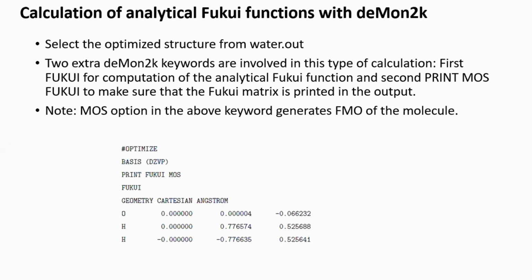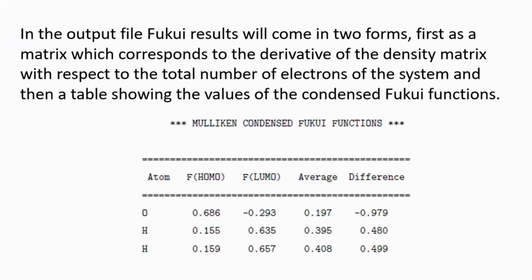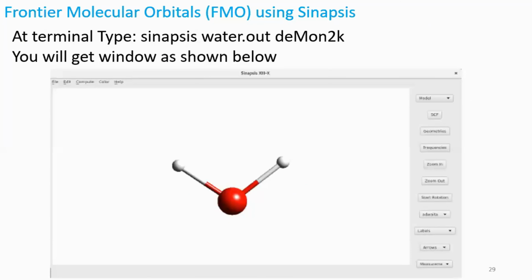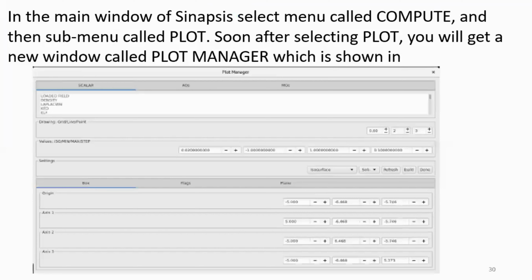Once after this, you select the optimized structure and give some keywords like print Fukui MOS. It will print the molecular orbitals, and then Fukui, it will compute the Fukui function. So now the output file will look like this. Now, when you open this molecule dot out file in Synapses, it will look like this at the beginning.